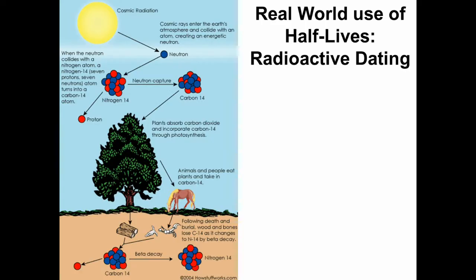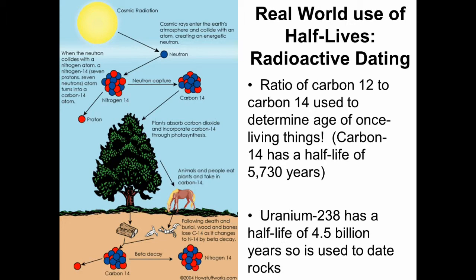So let's talk about the usefulness of this. Why would you care about the half-life? Well, it's actually pretty cool because they can use carbon dating or uranium dating to figure out how old things are. So if you know the half-life of something, like carbon-14 has a half-life of 5,730 years, you can look at something, maybe some old bones you've dug up, and look at the ratio of carbon-14 to the atoms that it decays into, and you can figure out how long that thing has been around, because once something has died, it's not getting new carbon atoms. So it has what it had when it died.